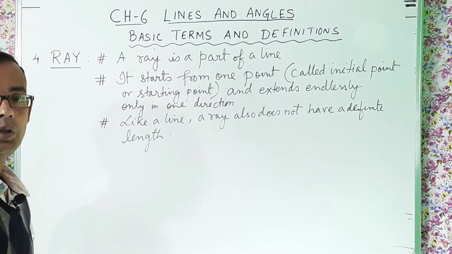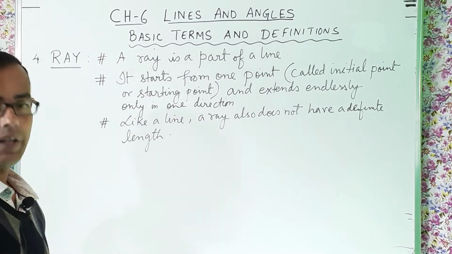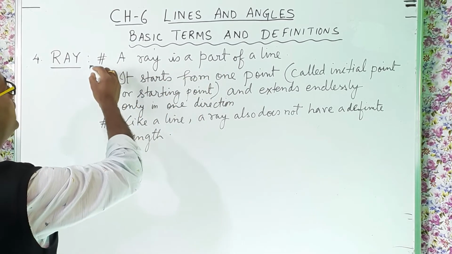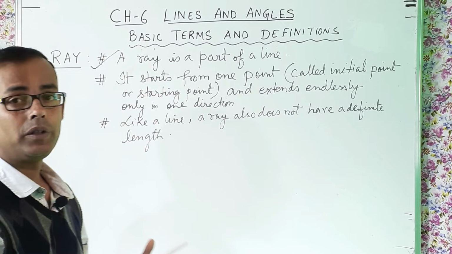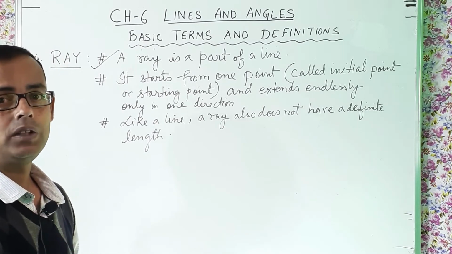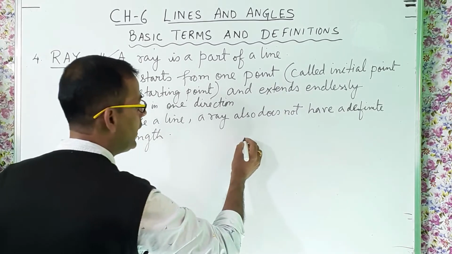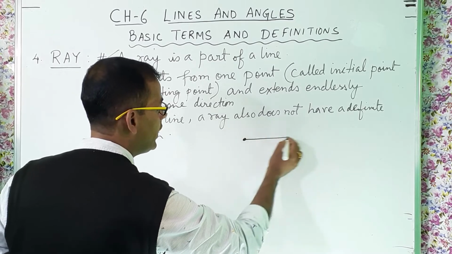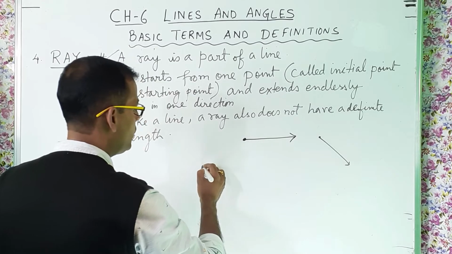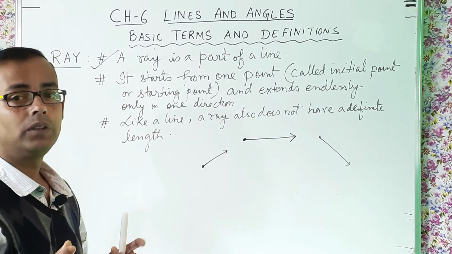Okay. Now the next term is ray. So what is a ray? A ray is a part of a line. That means, just now we studied what a line is, and a ray is a part of the line. So how will we draw a ray? Suppose I want to draw a ray, we can draw it this way, or this way, or in this way. That means a ray is a part of the line.